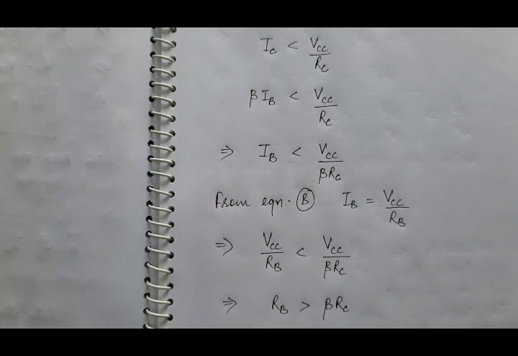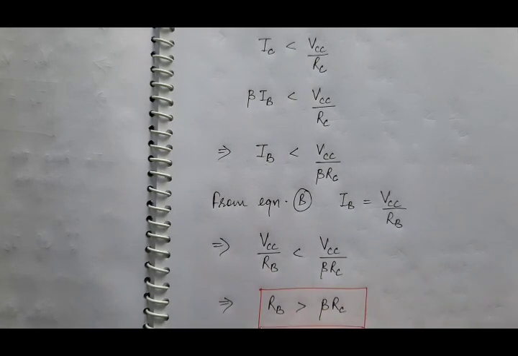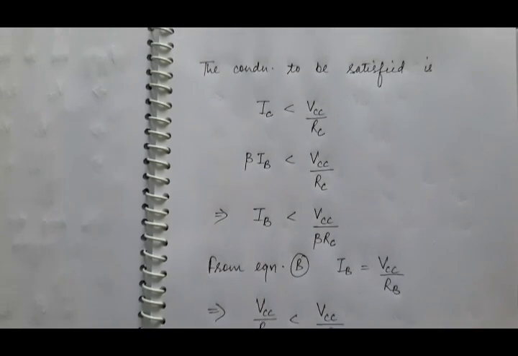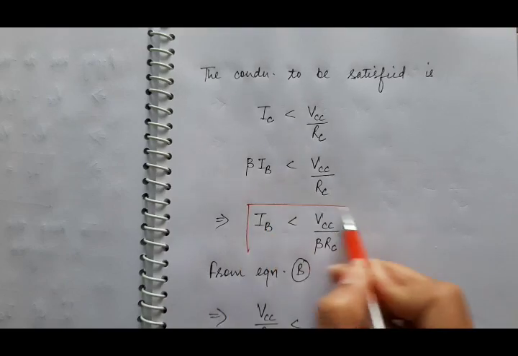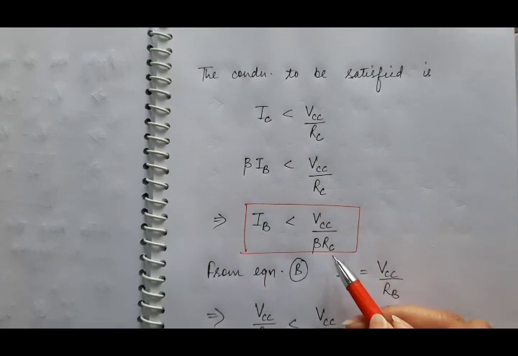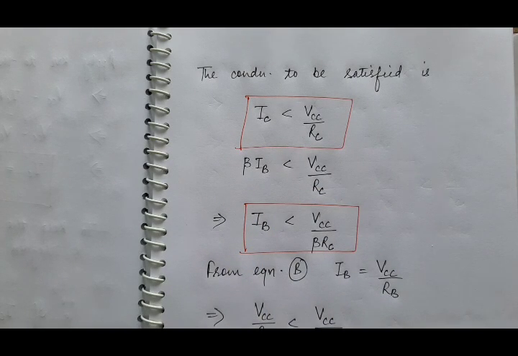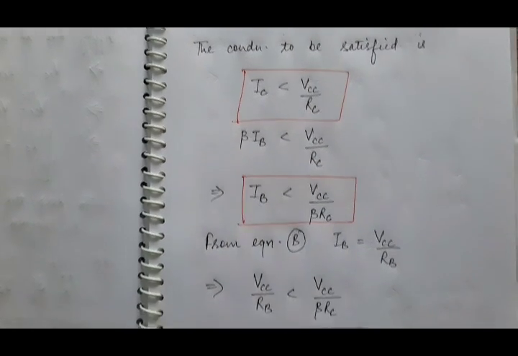So the conditions for the stability of the operating point and to avoid the thermal runaway of the transistor are that the value of RB is chosen in such a way that it must be greater than the product beta RC. And this base current must be smaller than VCC by beta RC, and this collector current must be smaller than VCC by RC. So these are the conditions to be satisfied.